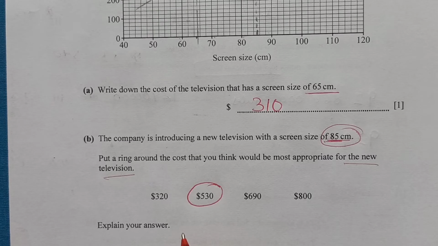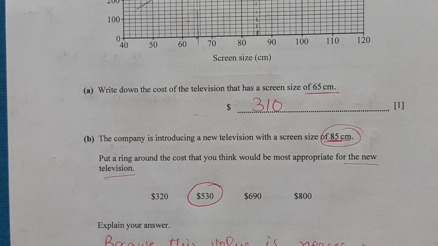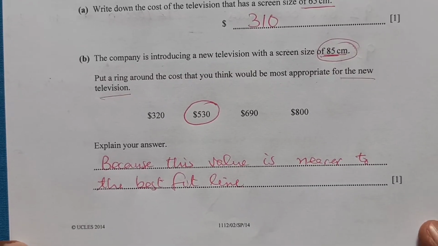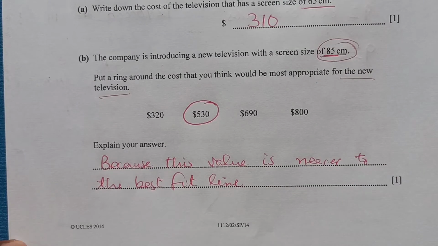Because this value is nearer to the best fit line, or you can say it is near the other points. It is coming in those ranges. So that's it for this question.